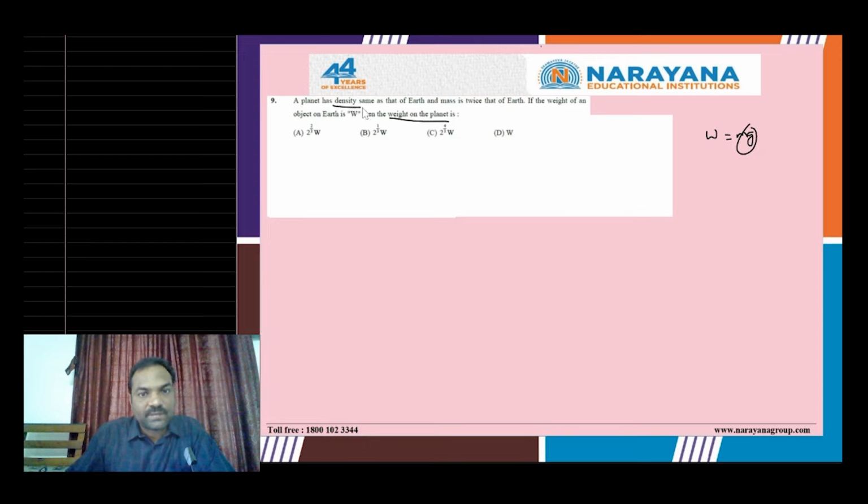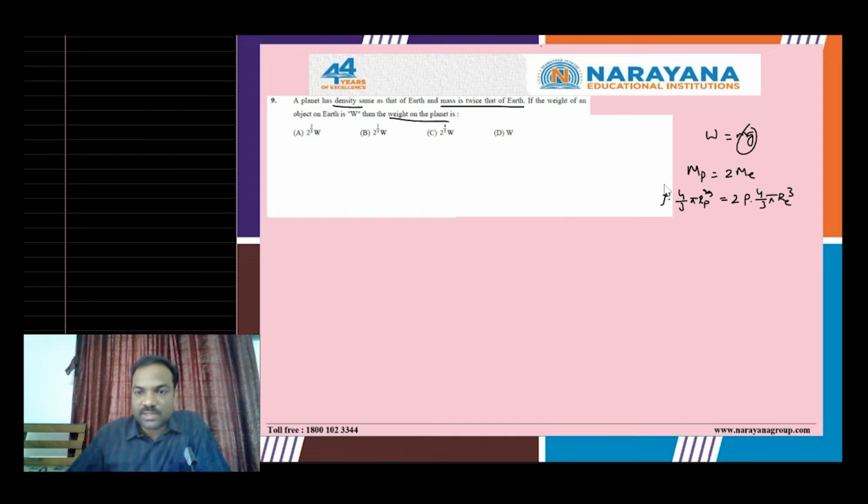One is they are having the same density and mass is twice that of the Earth. Then the mass of the planet is equal to 2 times the mass of Earth. Densities are same, they are saying that. That means I can write rho into 4 by 3 pi radius of the planet cube is equal to 2 times density into 4 by 3 pi into radius of the Earth cube. So I wrote the masses are equal, 2 times.